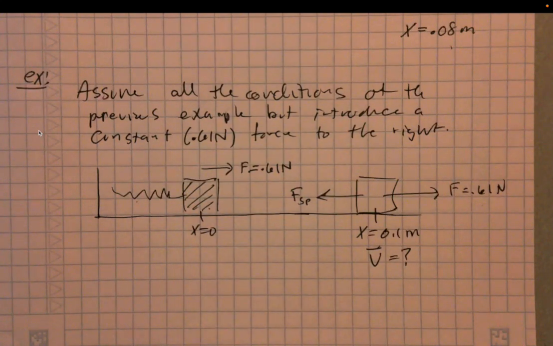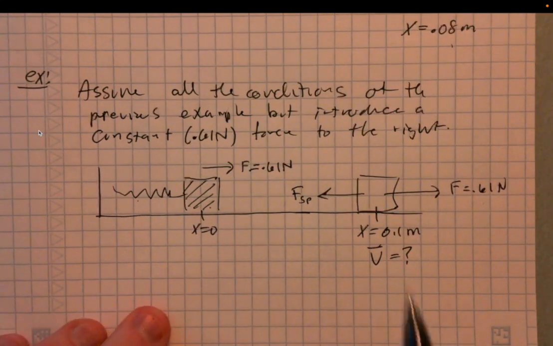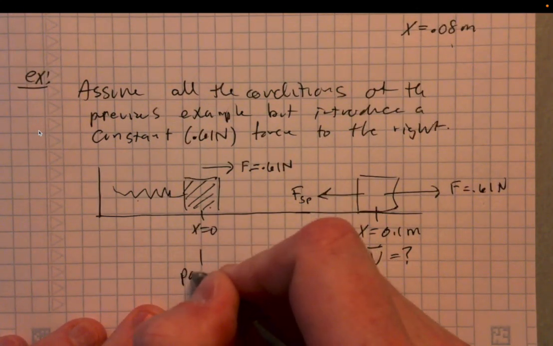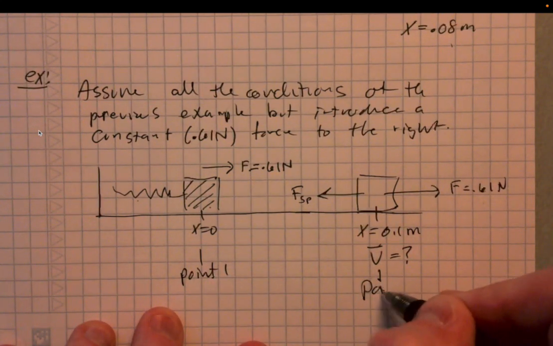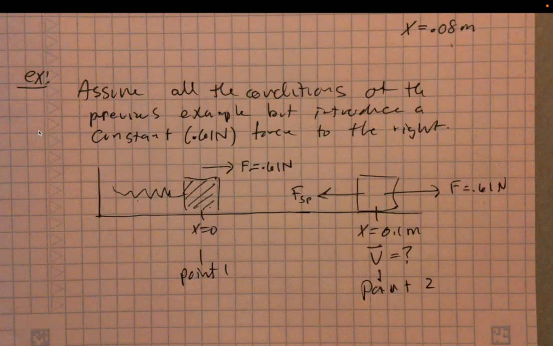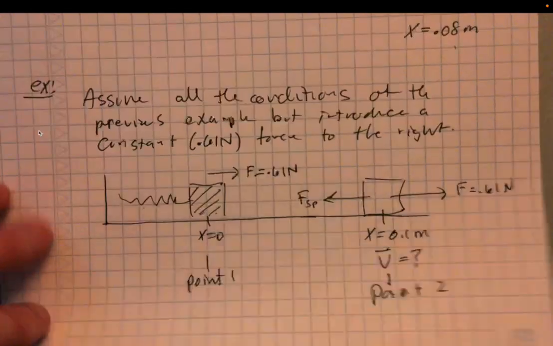In this scenario, it's important to keep in mind that the spring force and the external force are at odds with one another. They're opposite. So we're going to let point 1 be here, and then we'll let this be point 2, the point of interest. So we need the energy values here and here. Okay, so what's going on at point 1?